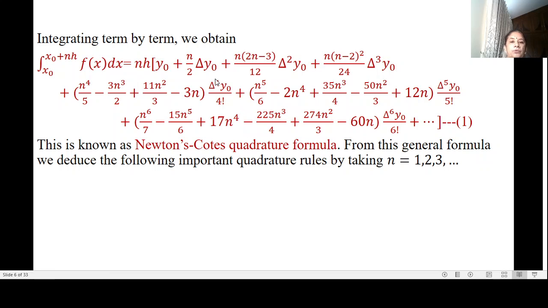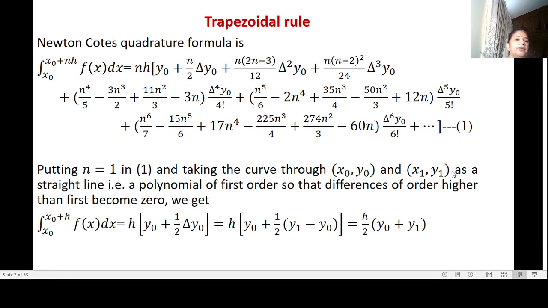Okay. Now in this formula if you substitute n is equal to 1, we get the trapezoidal rule. N is equal to 2 gives Simpson's 1/3 rule. N is equal to 3 gives Simpson's 3/8 rule. So this is known as a general formula. From this general formula, we deduce the important quadrature formulae by taking n equals 1, 2, 3 and so on. First, let us derive the trapezoidal rule.